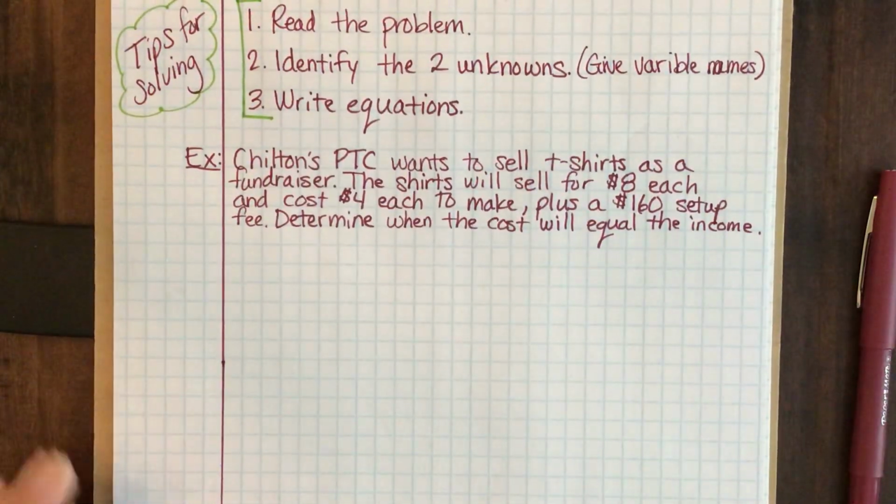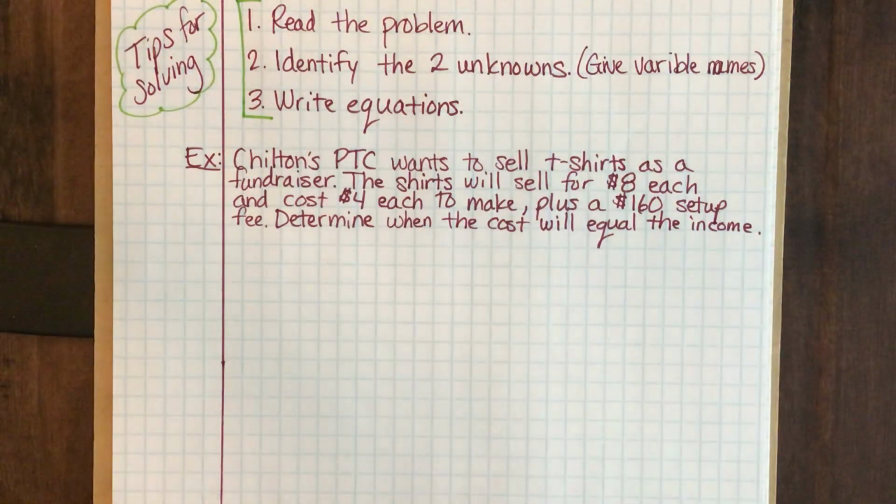All right. Example: Chilton's PTC wants to sell t-shirts as a fundraiser. The shirts will sell for $8 each, and they cost $4 each to make, plus a $160 setup fee. Determine when the cost will equal the income.